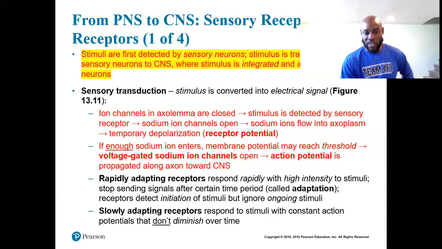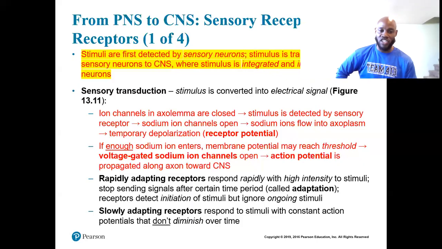That's sensory transduction. Okay? So ion channels in the axolemma are closed. Stimulus is detected by the sensory receptor. Sodium ion channels open. Sodium ions flow into the axoplasm. Temporary depolarization. So you remember this whole process of depolarization. If enough sodium ions enter, we have what we call that action potential. Remember, -55 action potential, and it's propagated along the axon toward the CNS.